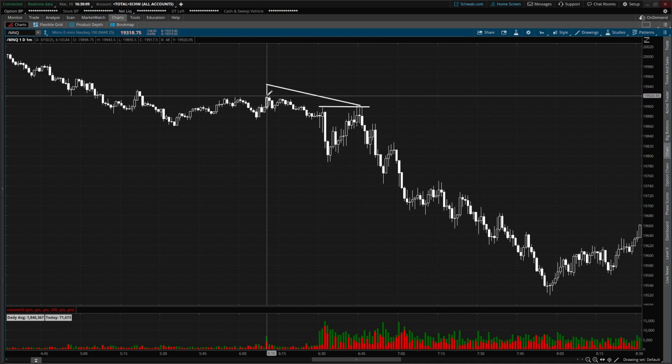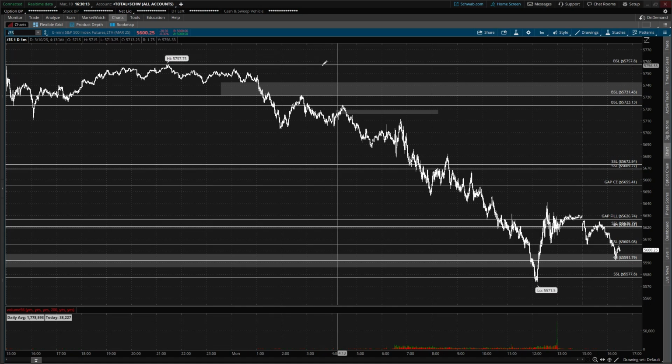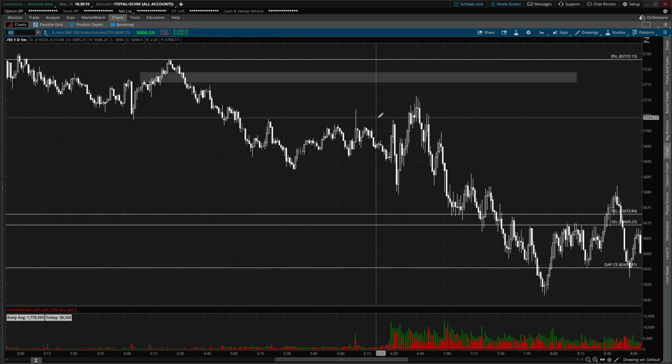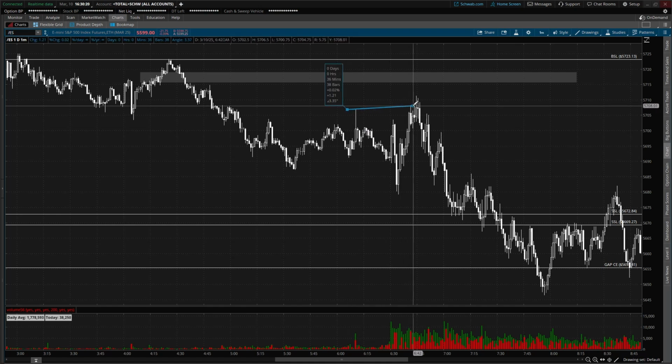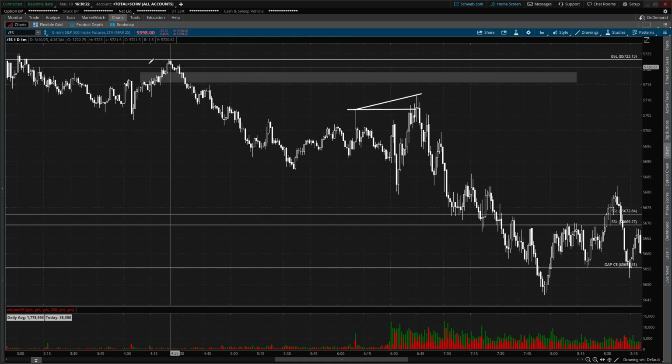Keep track of this 6:10 a.m. high. We failed to sweep it on NQ, but if we go to ES, we can see that this 6:10 a.m. high ended up getting swept, creating a higher high.